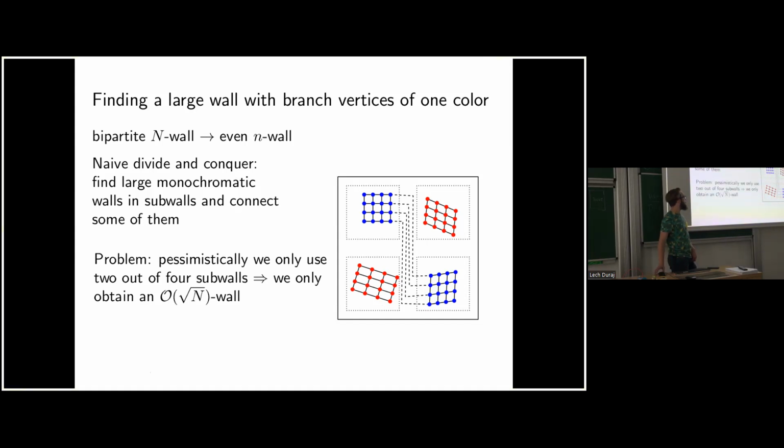But this won't give us anything good, because we are very wasteful. Out of 4 parts, we only use 2. And you can see that this is very bad. For example, if all 4 subworlds use roughly the same amount of red and blue, then we will have large walls of both colors, but we will always use only 2 of them. So this is not very good. We need to try to somehow improve it.